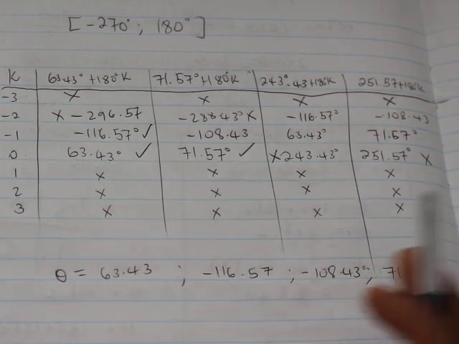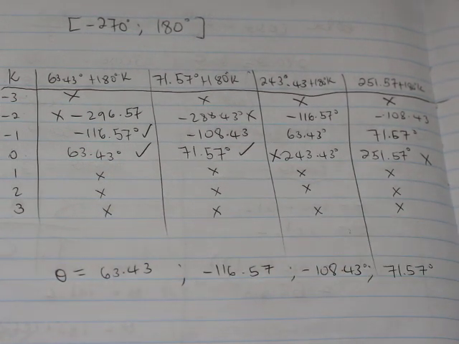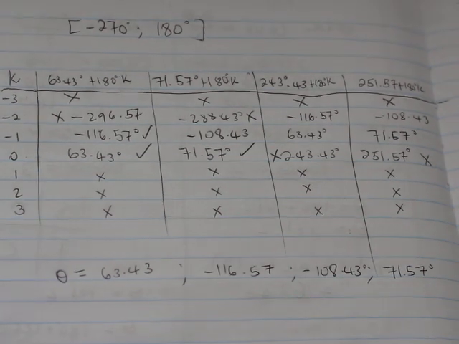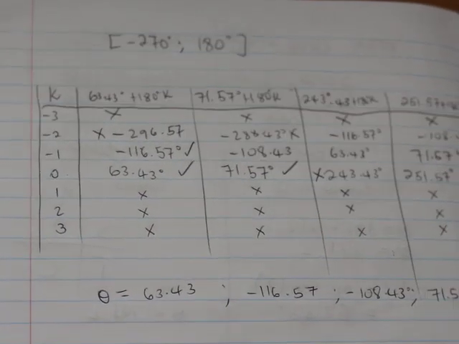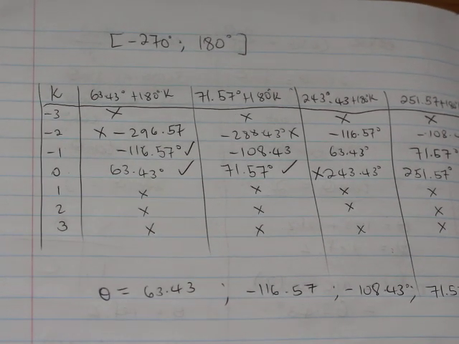So we've got 1, 2, 3, 4 solutions which lie within that interval, and we used the general solution to find the particular solutions.